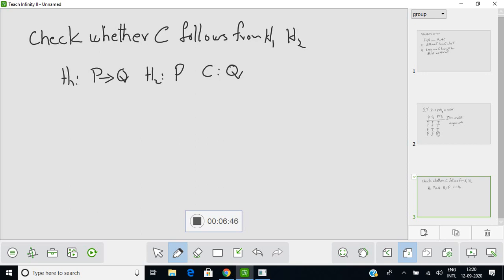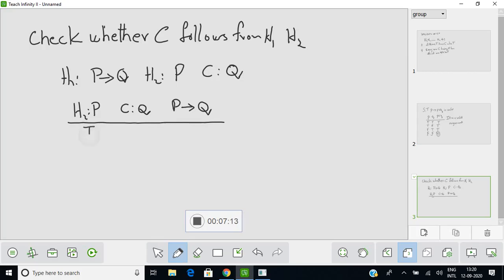Let us now construct a truth table. Our H2 column, this value is going to be P for us. And then we have our conclusion, which is going to be Q for us. We need P and Q to construct our H1, that is, if P then Q. Now please consider this. Now what happens?